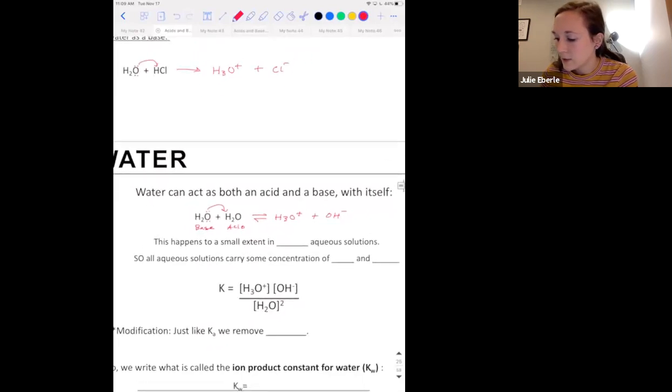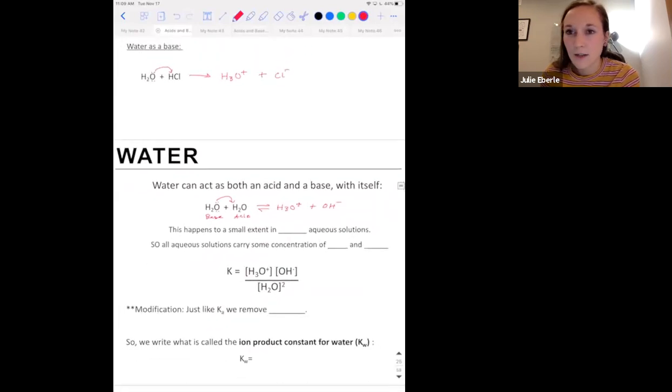And if anybody has twins in their future down the road, there's a set of twin names for you, hydronium and hydroxide.